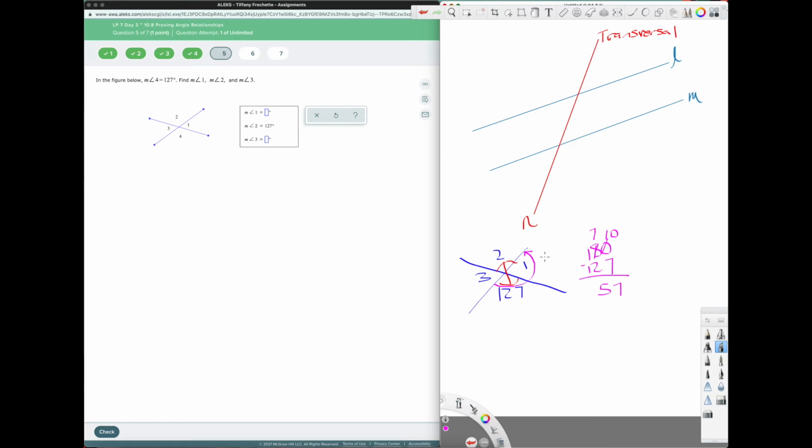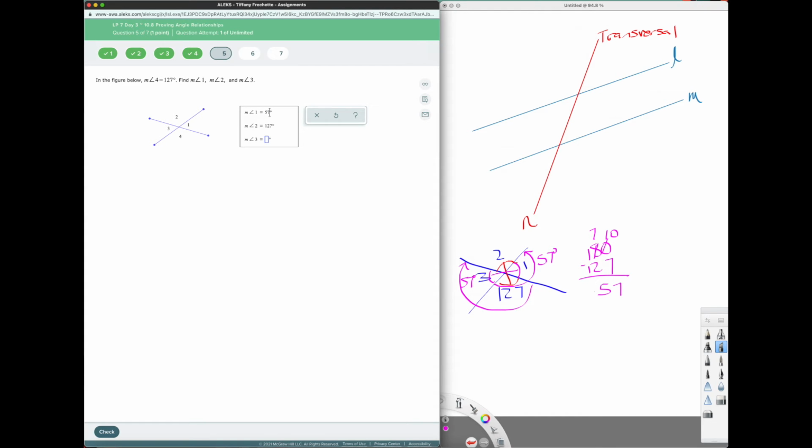I could also have gone the other way, like this. And if I'm subtracting 127 from the same 180, I'm going to end up with 57 here as well, because it would be the exact same calculation. Notice these are also vertical angles. So once I know this is 57, the one opposite will also be 57. So a couple of different ways to solve that last piece once we have it.